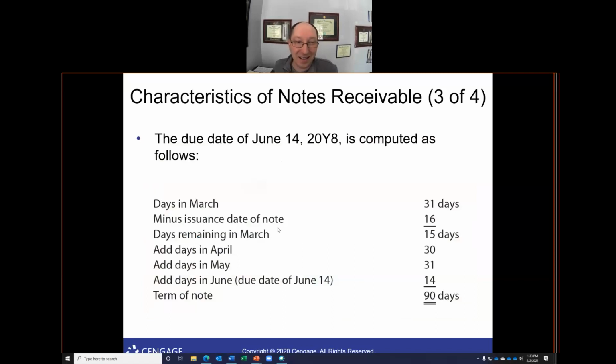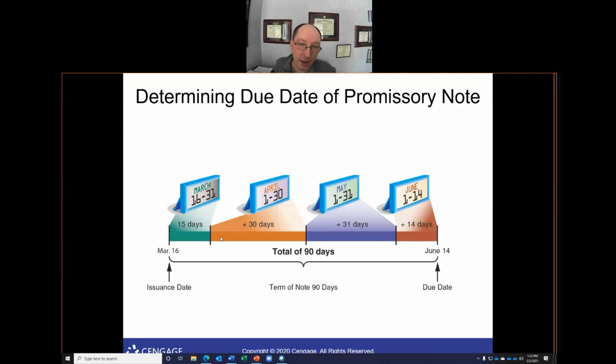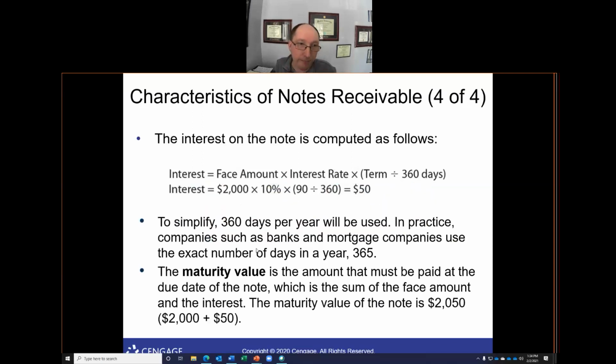So, okay, this just kind of shows you how we got to 90 days. If it was issued in March, 31 days in March, minus the date it was issued on, March 16th, that's 15 days in March, plus 30 days in April, plus 31 days in May. It's due June 14th, 14 days in June, gets you to 90 days. Here's how it looks graphically. It was issued on March 16th, which is why there's only 15 days in March.